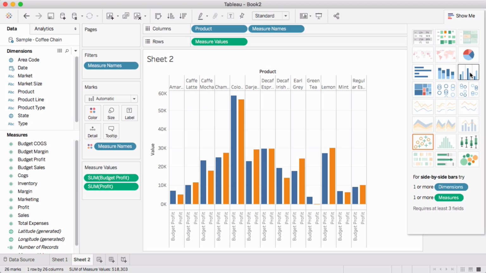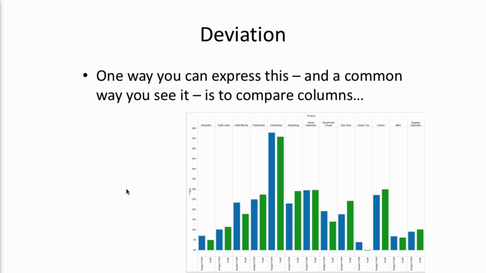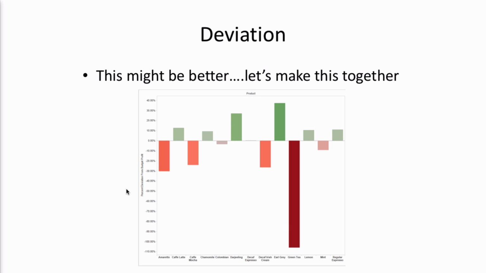Okay. But now, how would we make the visualization like this? So this is budget profit. This is the percent deviation from budget profit represented as a percent. The way you would do this is you would create a calculated field. Remember, this is done with a previous sample data set. It might look slightly different, but it's going to look very similar to this. So try to make this, and then we'll demonstrate it up here.